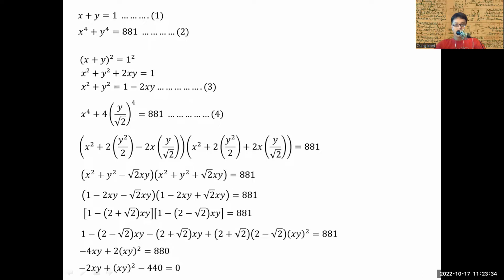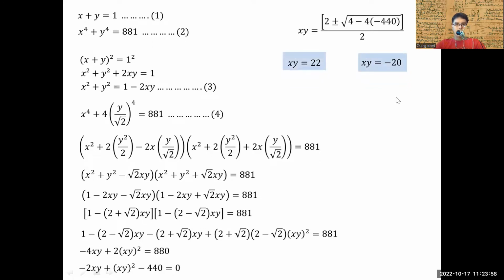Thus, notice in terms of x and y, I actually form a quadratic equation. So I can just very simply solve this quadratic equation by plugging all the terms into the quadratic formula. Thus, I obtain xy equals either 22 or −20. And those are the answers for this problem. So the answer for xy is 22 or −20.